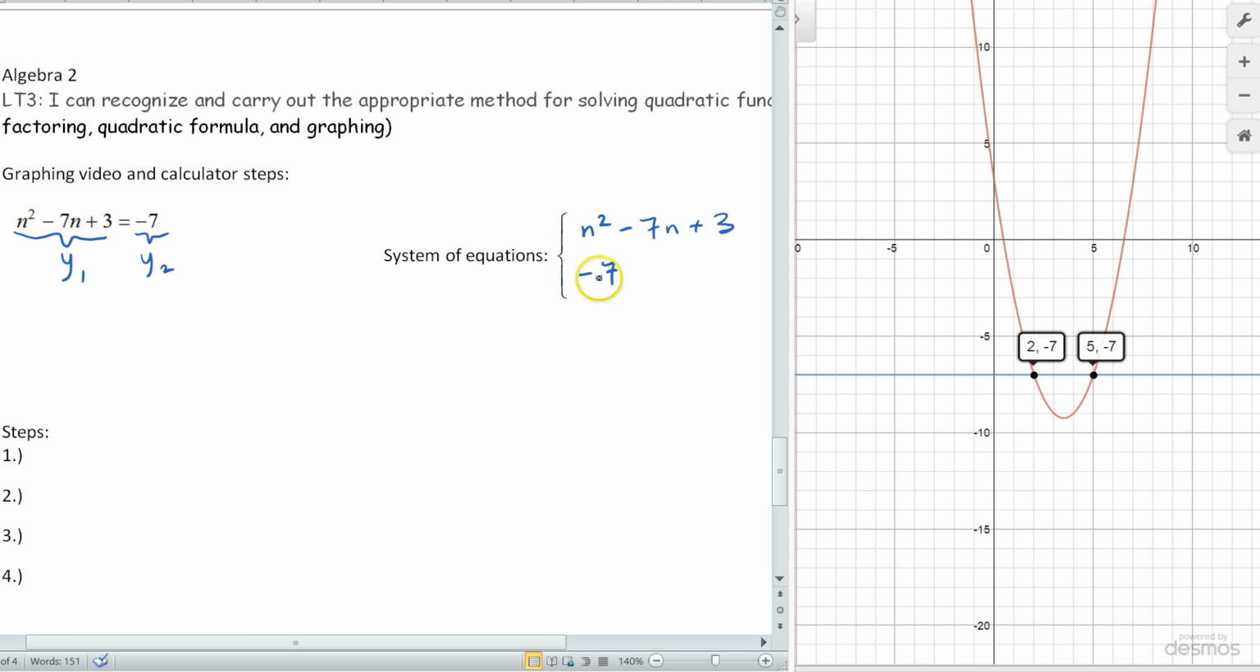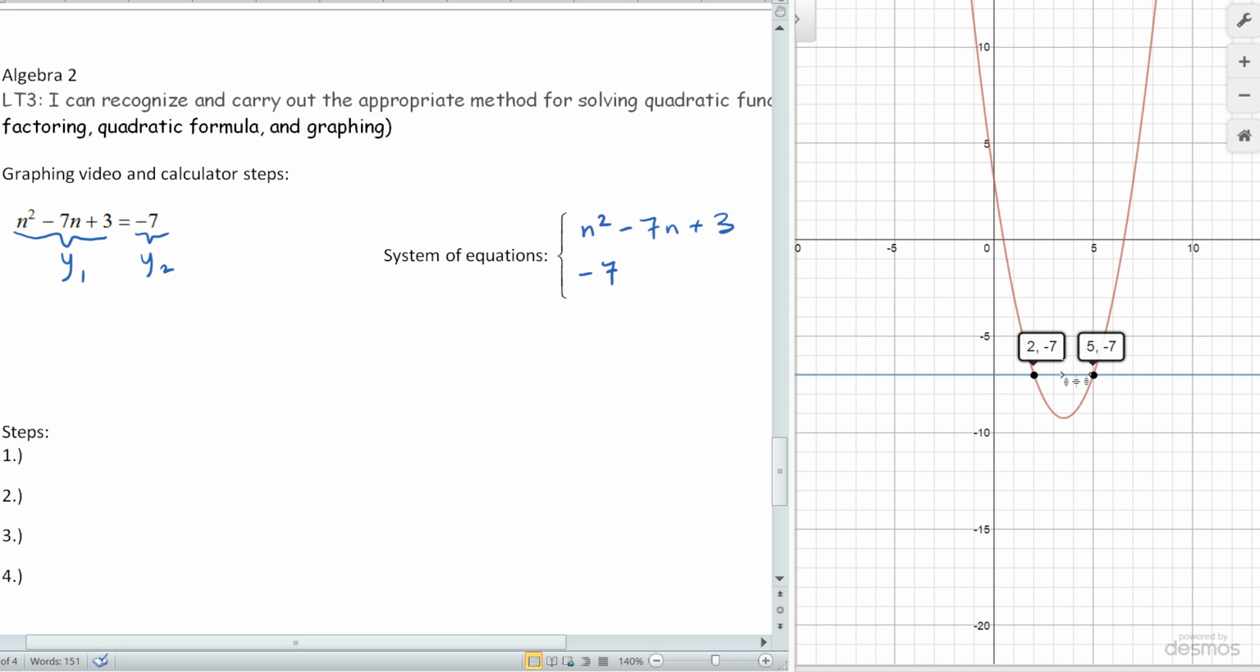For every input, and you can see it in the graph over here on the right, my output is going to be -7 for the horizontal line, which is y equals -7. I've already highlighted the answers here so we can see where they're going to be. They're going to be the intersection points.